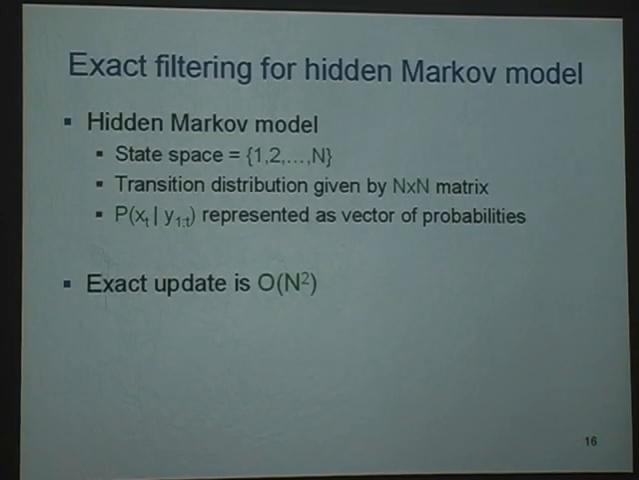So the first case where it's efficient is known as the hidden Markov model, a ubiquitous probabilistic model. Here we assume that the state space is a finite set, say 1 through n, with transitions given by a matrix, the transition distribution given by an n by n matrix. And here the exact algorithm I showed in the previous slide is called the forward algorithm, and it can be done in time n squared. So in this sense, it's polynomial, because to describe the model takes an n by n matrix, and the update time is also n squared. So that's efficient.